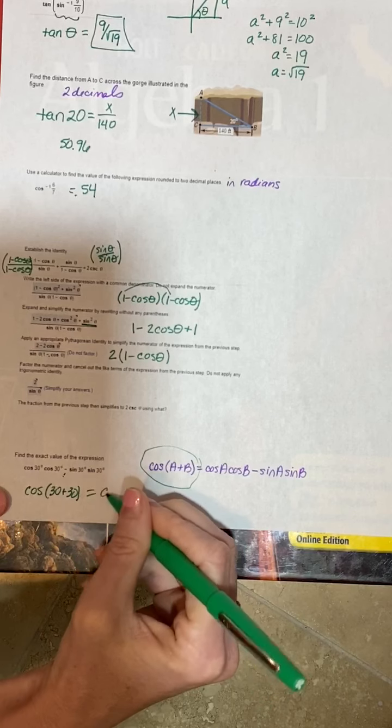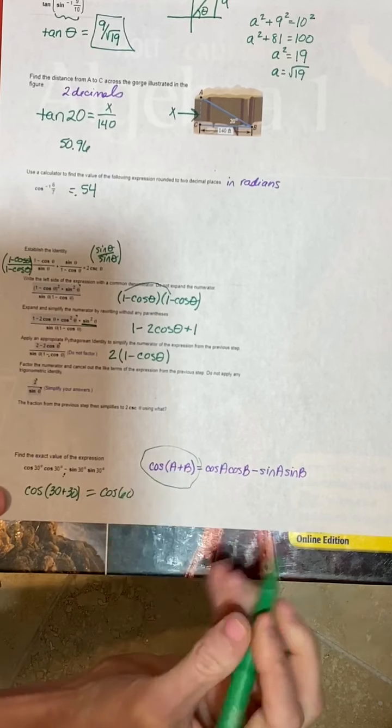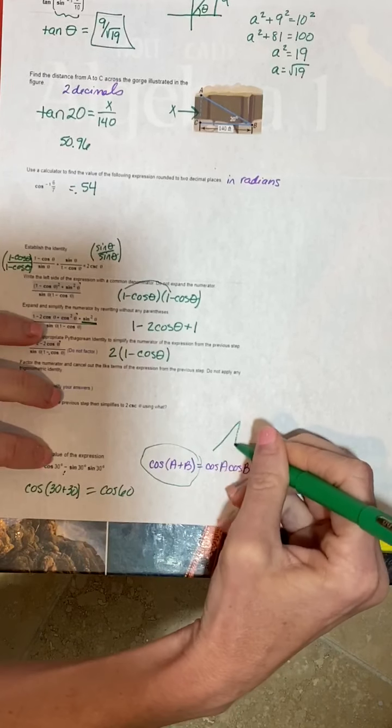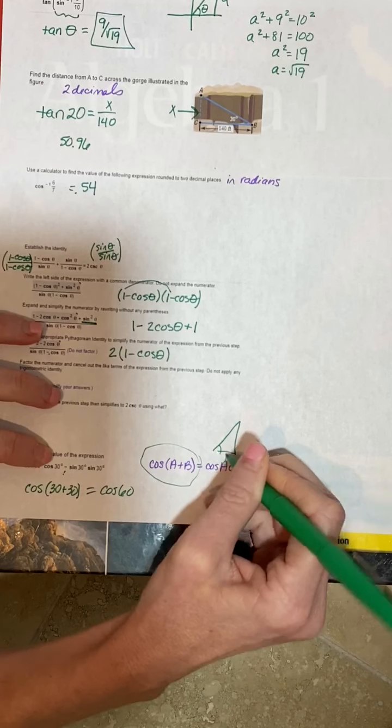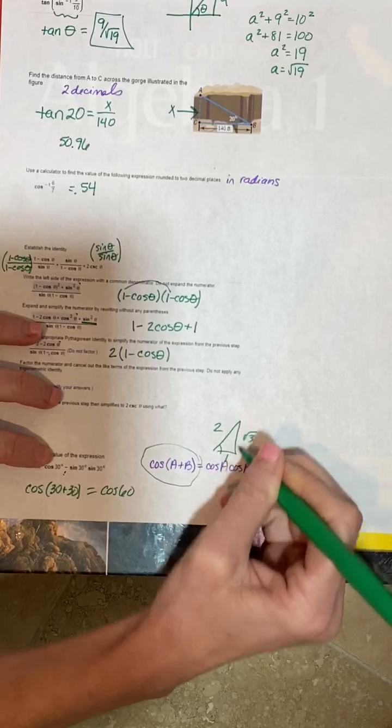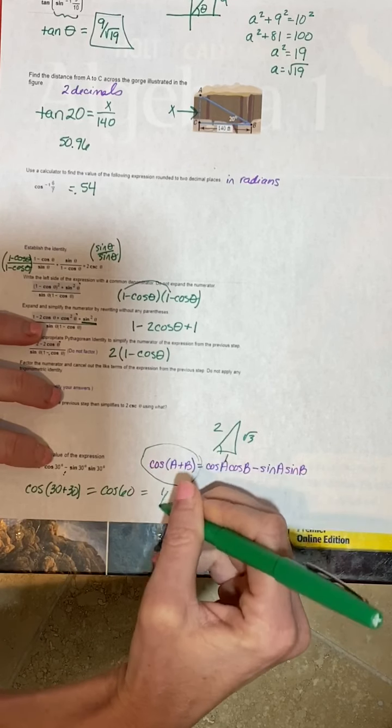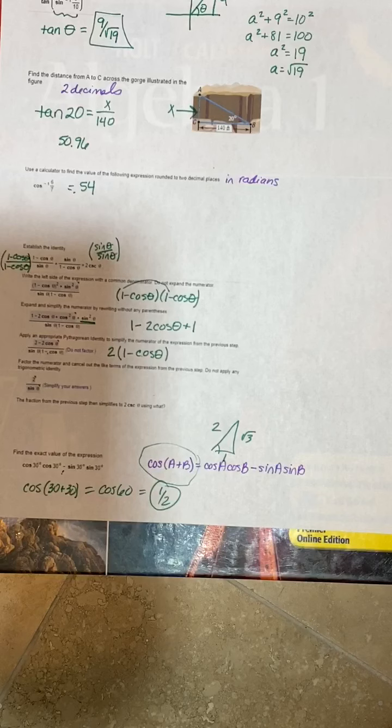So this is the cosine of 60. Well, what's the cosine of 60? You can even plug this in your calculator. It's going to be 1/2. That's it. Okay, next I'm doing practice test 3.